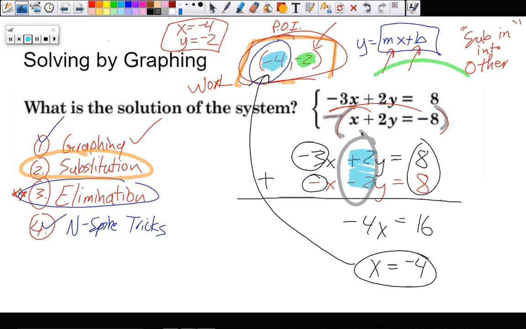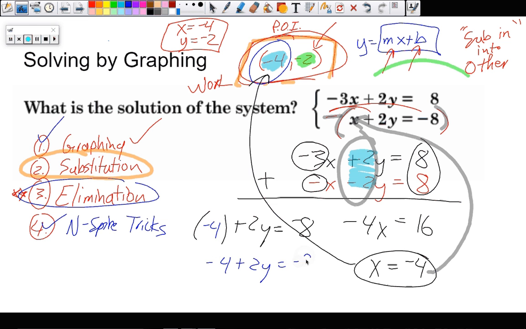And then to solve for y, yes, just like before, you can plug this into any of the original ones. So we'll say this is my original function. I plugged in the answer that I got. I get negative 4 plus 2y is equal to negative 8. Add the 4. Divide by 2. And there's your y.